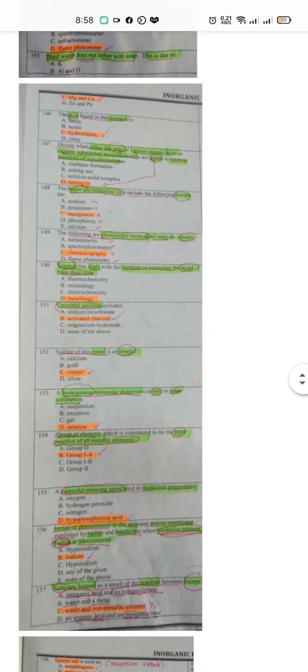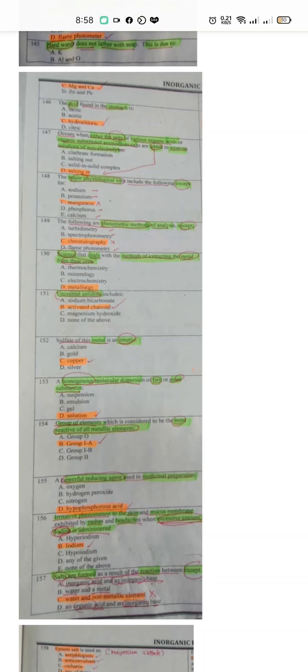Okay, number 146. The acid found in the stomach is hydrochloric acid. So, the acid found in the stomach is hydrochloric acid. Again, what are the acidic environments? It is your stomach and your sigmoid.